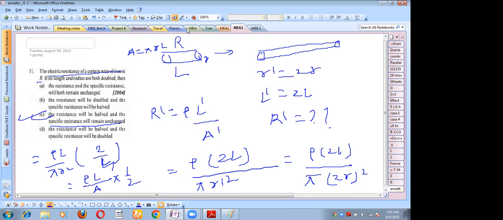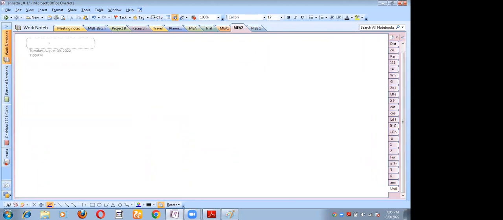All right. So this was about calculation of resistances. Now we will move to the combination of resistance. Next topic is combination of resistance. Understood this one? All right. Now moving to combination of resistance.